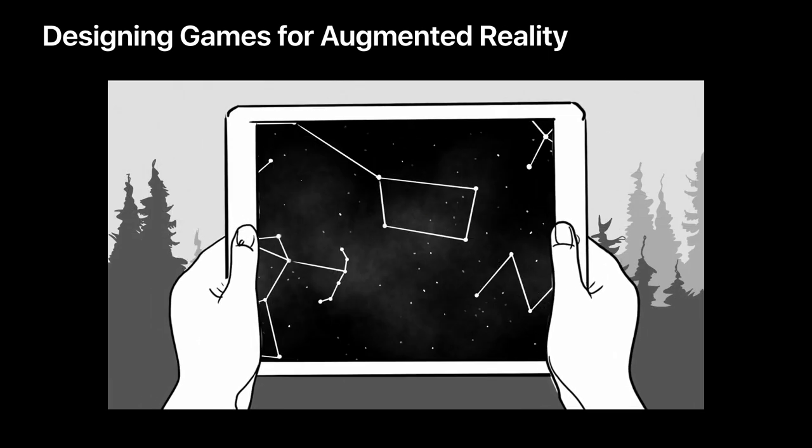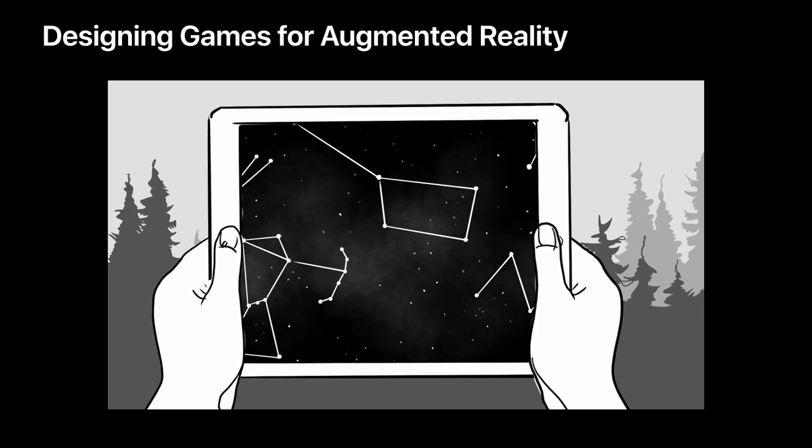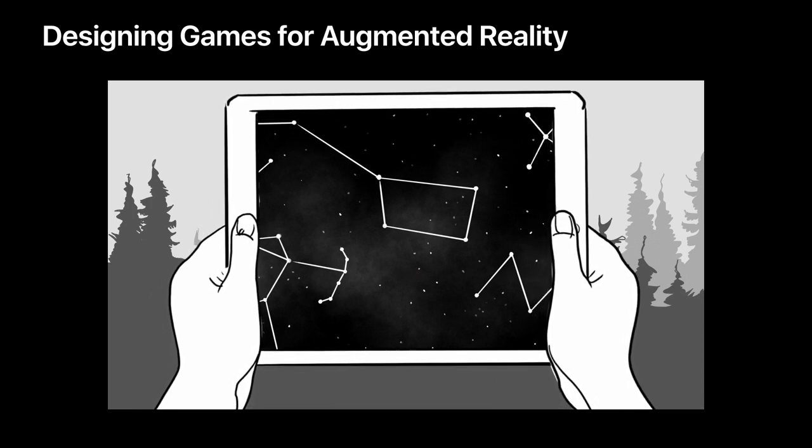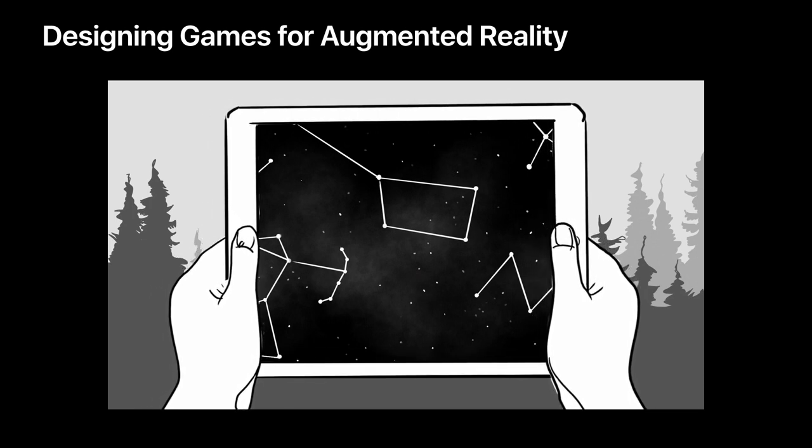Your device can also be a portal into an alternate universe. You don't need to see what the camera sees directly. The environment can be entirely replaced. Laws of physics can be bent or completely changed. Whatever you need to do to make it fun. In this case, we're able to see the stars even though it's bright daylight.